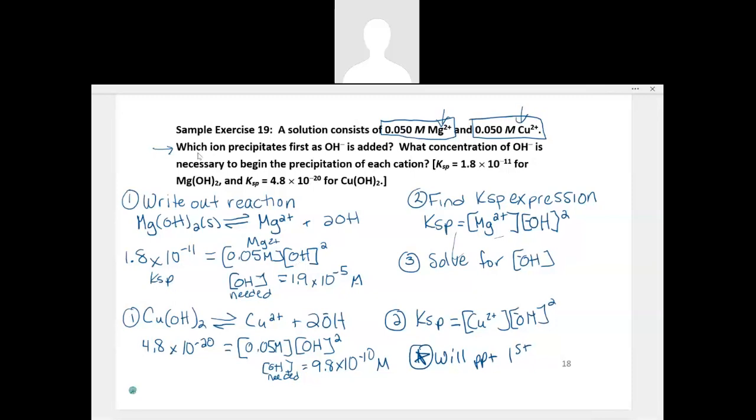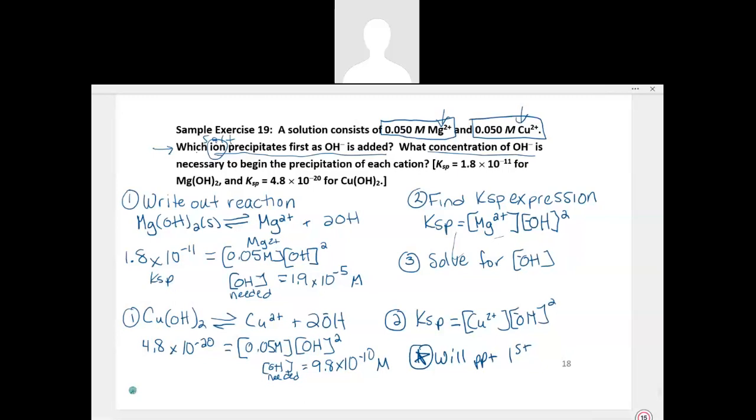And we're asked to determine which ion will precipitate first as OH is added. So this should actually be which salt will precipitate when we have our magnesium ion mixed with hydroxide or copper. In the second part, we're asked what concentration of hydroxide is needed to begin each precipitation. So technically, we're going to have to solve the second part first, solve for hydroxide, and then we can determine which would precipitate first. So we'll do this in 3 steps.